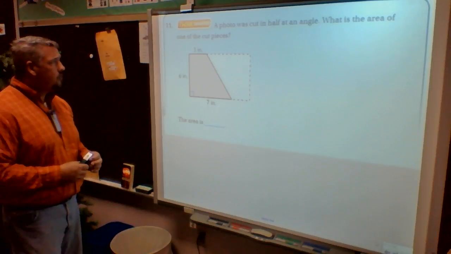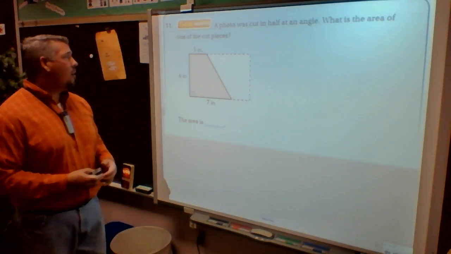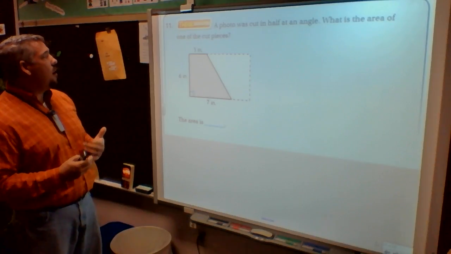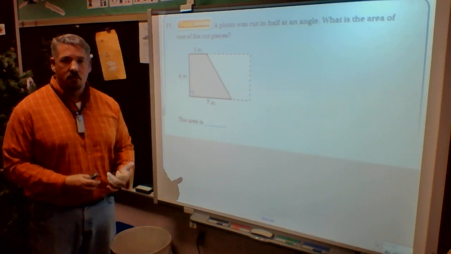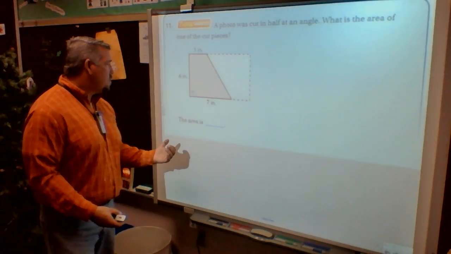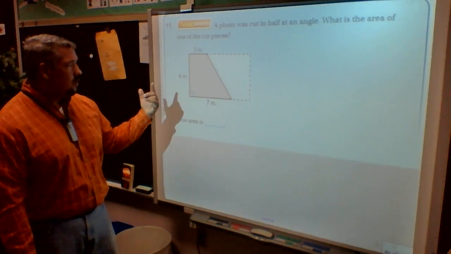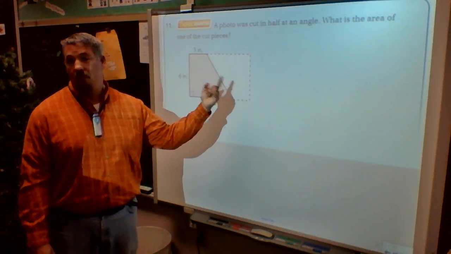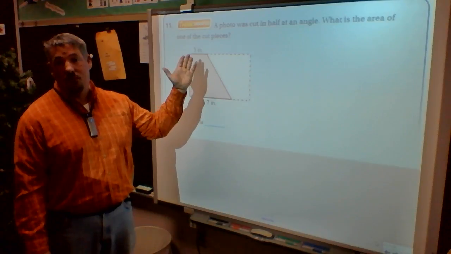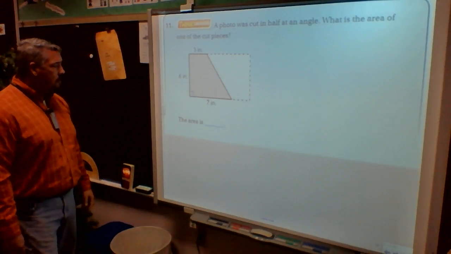On this one, a photo was cut in half at an angle. What is the area of one of the cut pieces? So they don't care which area that you're figuring out, but I would suggest do the pink one because it gives you the measurements. Now, that should also tell you that these measurements would be the same, because if it's a rectangle and cut in half that way, you know they're going to be the same for your trapezoid.